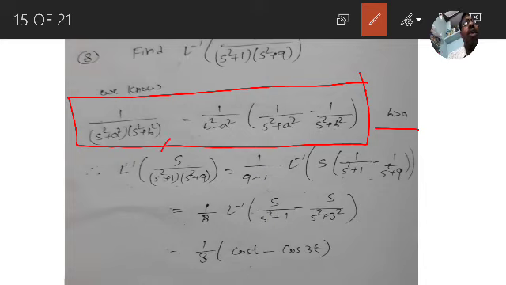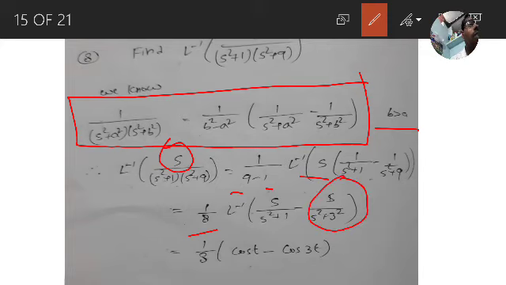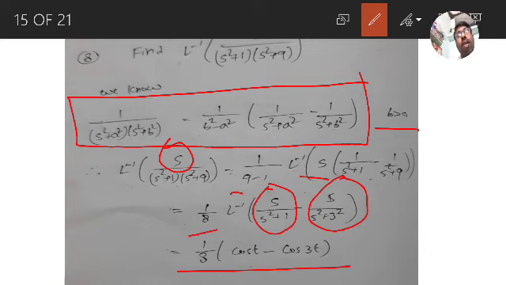So apply the formula. Here you are having numerator s as it is. For b square it is 9 and for a square it is 1. 9 minus 1 it is 8. S by s square plus 1 square minus s by s square plus 3 square. What is the standard formula here? The standard formula here is L inverse of s by s square plus a square is cos at. Now s by s square plus 1 square is cos t, and L inverse of s by s square plus 3 square is cos 3t. So what is the answer? The answer is 1 by 8 into cos t minus cos 3t.